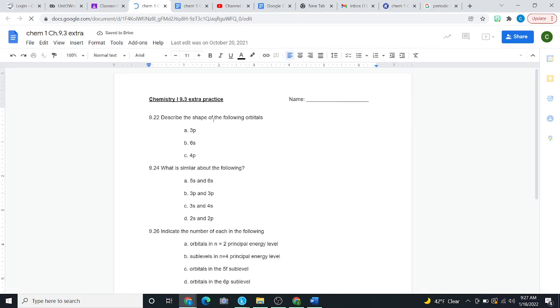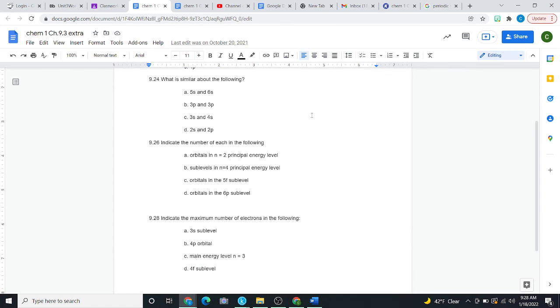When it says describe the shape, I mean, you guys saw the shapes. It does not matter if it's 3p or 4p. A p orbital is going to be the same shape. I don't care what energy level it's in. It's going to be the same shape. What is similar about the following? Well, tell me, is it the shape? Is it the energy level? Is it how many electrons are in there? I mean, just tell me whatever you think.